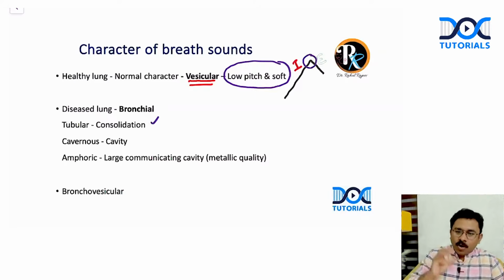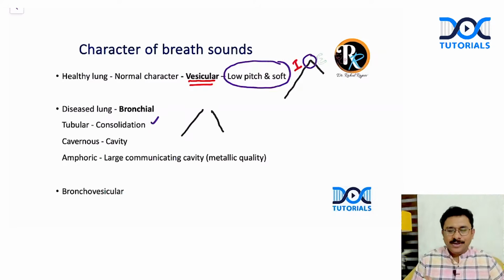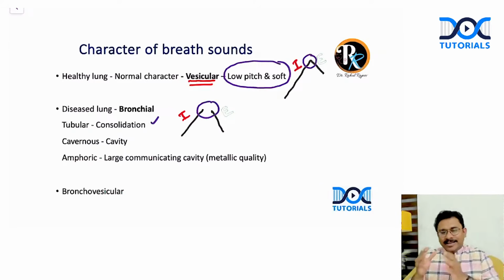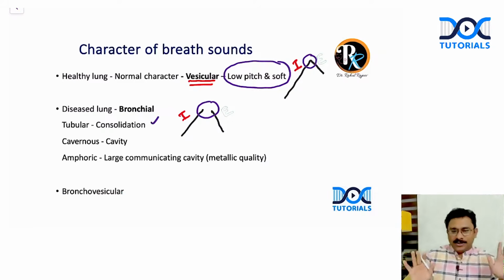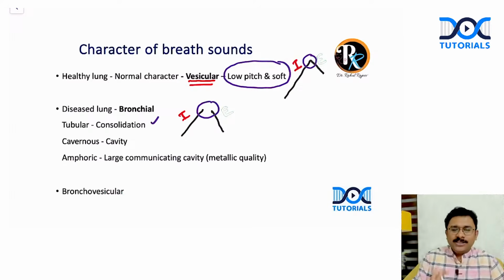But when it comes to bronchial breathing, when you look at this, you will see that there is a definite gap between inspiration and expiration. Okay, so this is inspiration, this is expiration. So you can definitely see there is a gap, and the expiration will be almost equal to or sometimes even longer than inspiration. So that is what a bronchial breathing is.